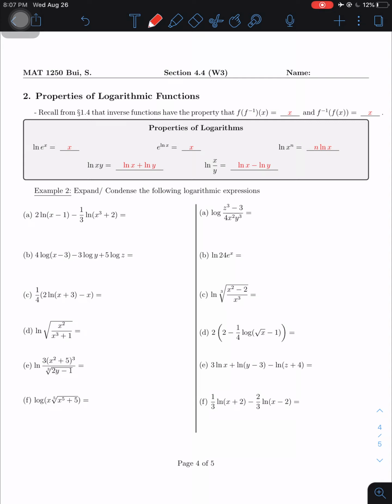if you have ln e to the x power, it equals x. Why is that so? It has something to do with this one. So first of all, let me tell you about this one first. Okay, let me take out the circles.